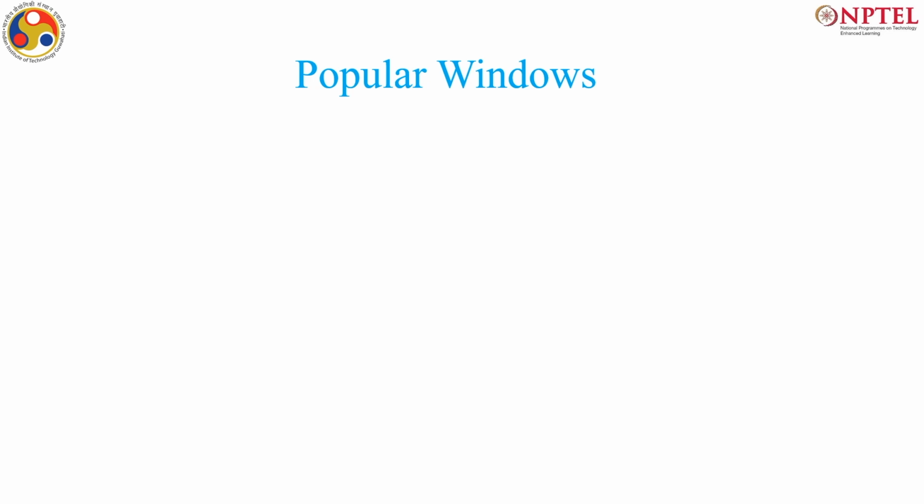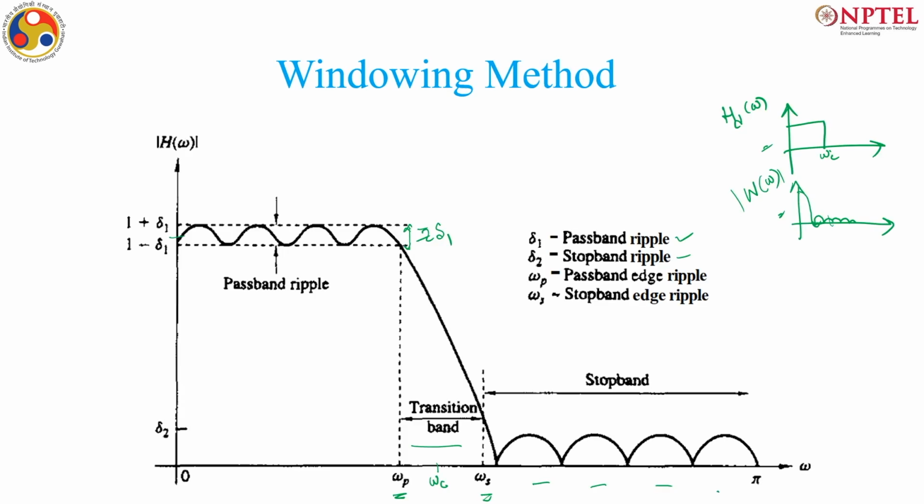Now, you see that this rectangular window is bringing this kind of response, which is not a very good response. So, can we do better? How can we do better?